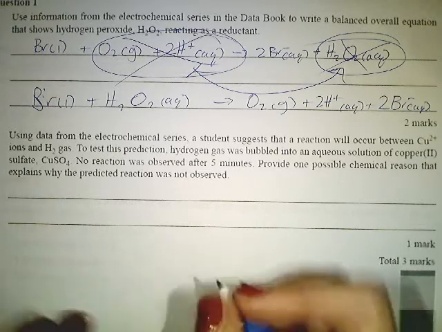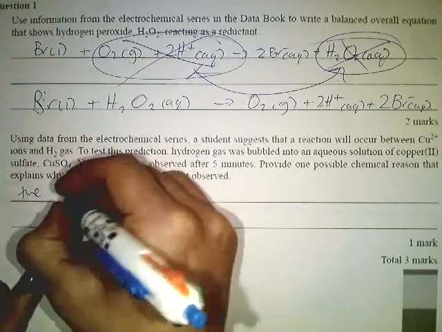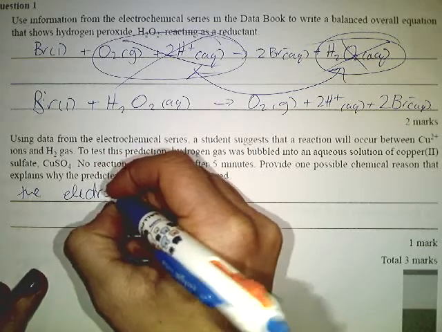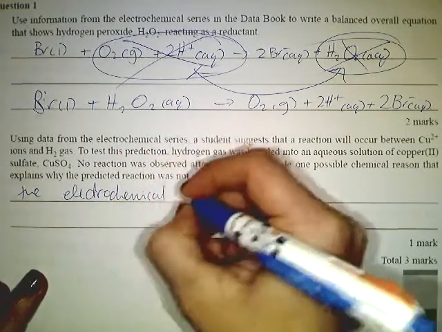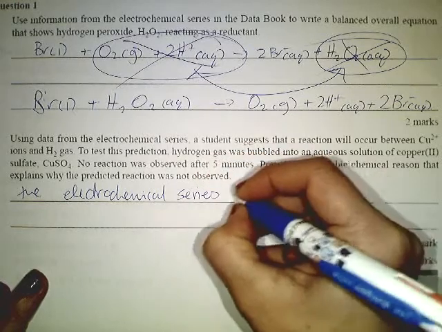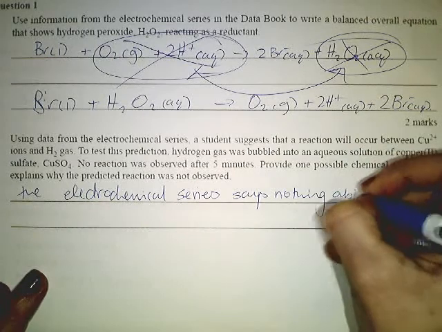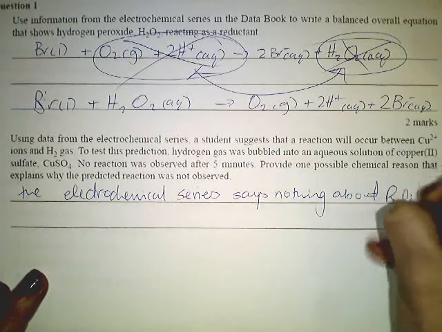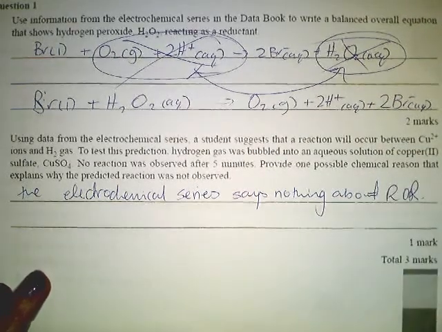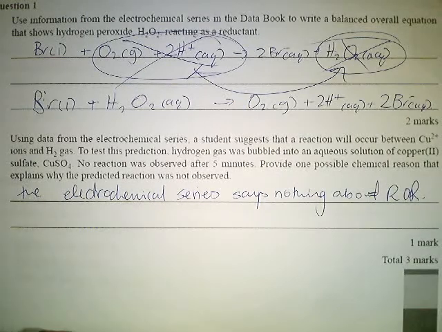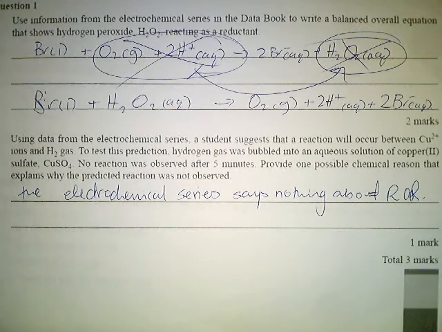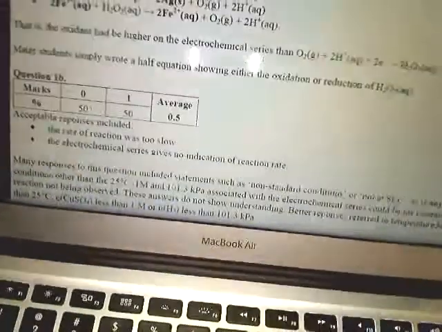Okay, now simply I would say the electrochemical series says nothing about rate of reaction. Okay, it gives no indication of reaction rate. Now they said in their answers, if I bring that up, they are saying, you see that?